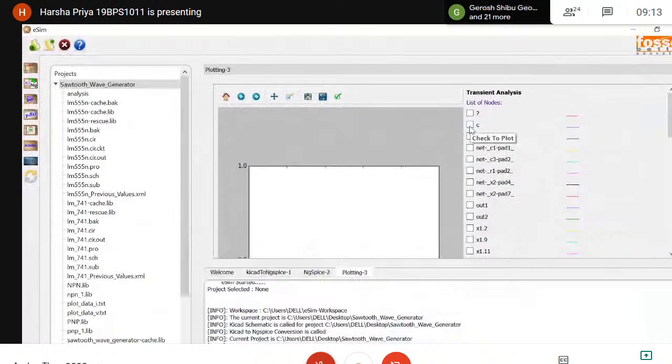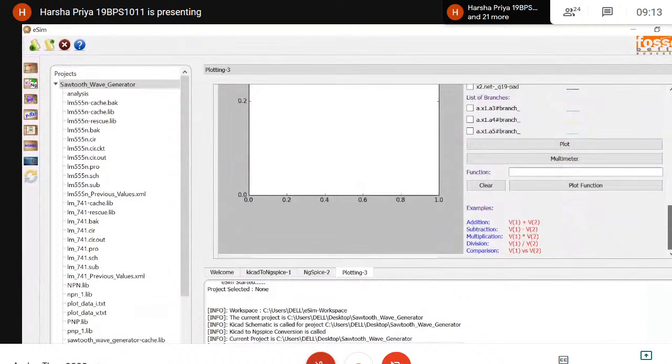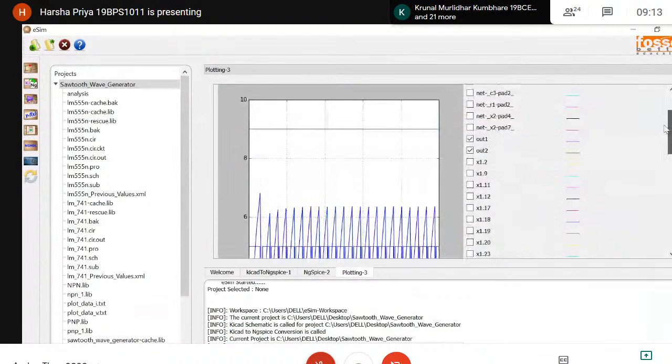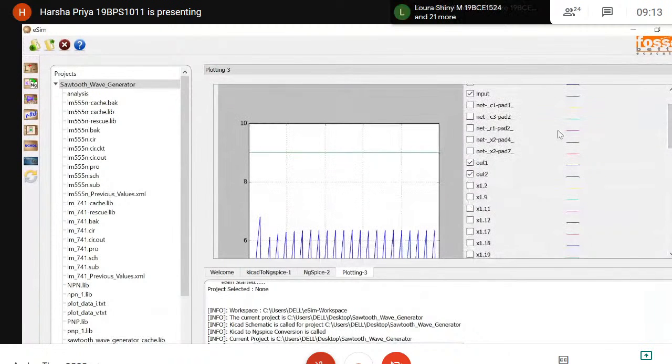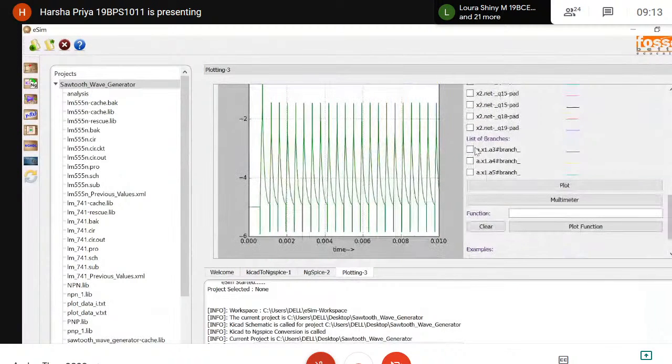Now to plot the Python plot, we can select whichever we want to plot. So we will be plotting output 1 and output 2. So as you can see, this is the input, trigger pin, the square wave and the final sawtooth wave which we get.